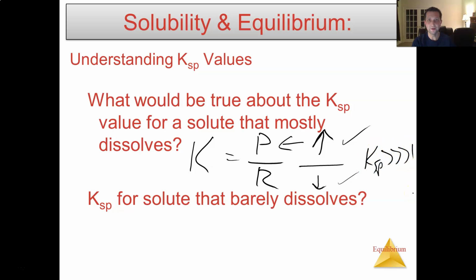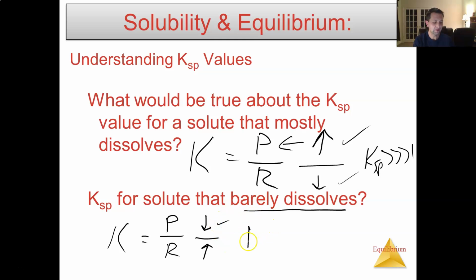Way bigger than 1, okay? If it barely dissolves, it means just the opposite, right? So products over reactants. Products are really, really low, because you don't have a lot of dissolving. Reactants are huge. If you have a huge denominator and a really small numerator, then you're going to have a K value that's really, really, really small. So way less than 1, okay? So that's something you want to definitely be able to recognize.